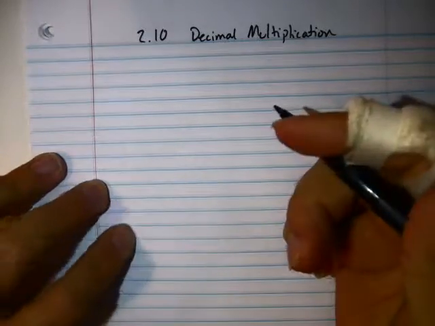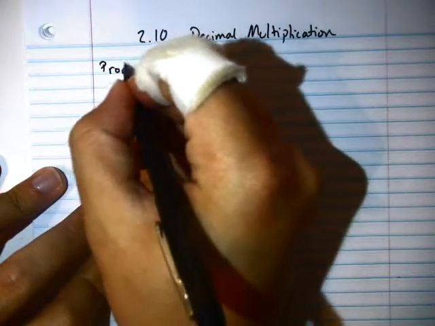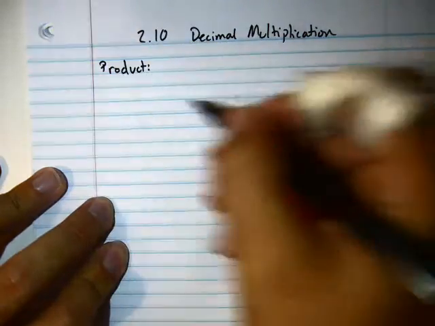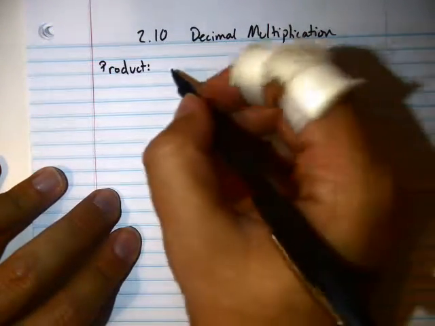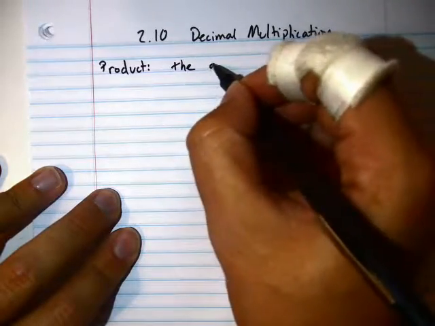So, a couple words to remember. We're just going to write down a definition of product. And remember, a product is the answer to a multiplication problem.